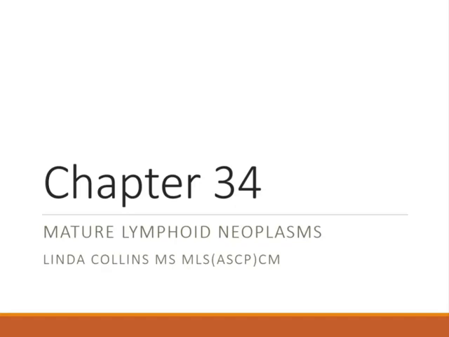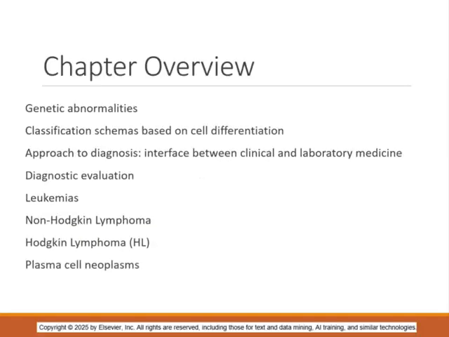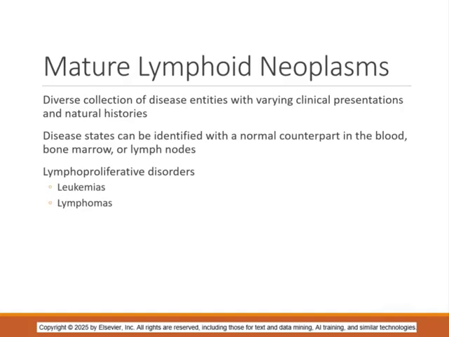Okay, this is chapter 34, mature lymphoid neoplasms. So we'll go over the genetic abnormalities that we will see with lymphoid neoplasms, how we classify them by looking at the cells, what laboratory medicine and clinical medicine we'll use to make a diagnosis as to what it is and how we evaluate that diagnosis, and then all the different leukemias, non-Hodgkin lymphoma, and the plasma cell neoplasms.